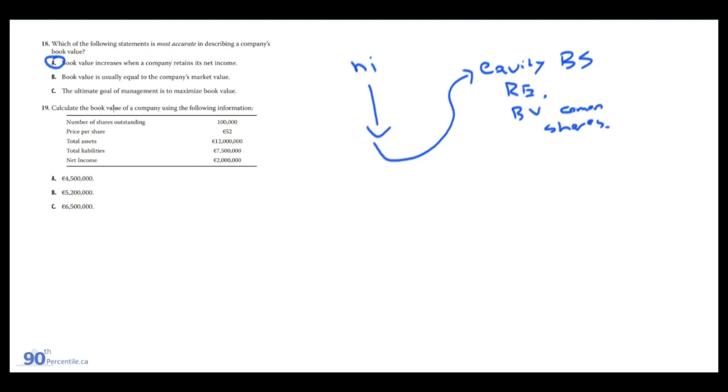And just to clarify book value a little bit more, we have a question here where we're asked to calculate the book value of a company using the following info. So once again, we're worried about book value of equity. Very simple balance sheet equation, assets equals liabilities plus equity. So then our equity, by rearranging, is going to be equal to assets minus liabilities. We can see total assets here, total liabilities right here. So 12 million minus 7.5, and we get 4.5 million.